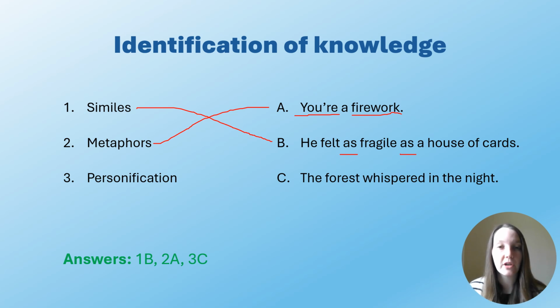Okay, then we've got personification. So this is this one here. So the forest whispered in the night. Hopefully, you identified this as personification because we've got this verb here of whispering, something that we can do. So it makes a forest seem like it's alive or human-like. So if you got these, brilliant. If you've not, but you want to write them down, pause it now and write these ones down because they're good examples.